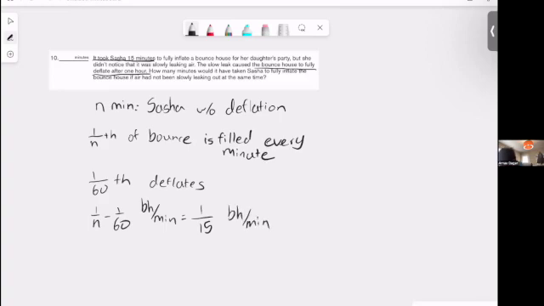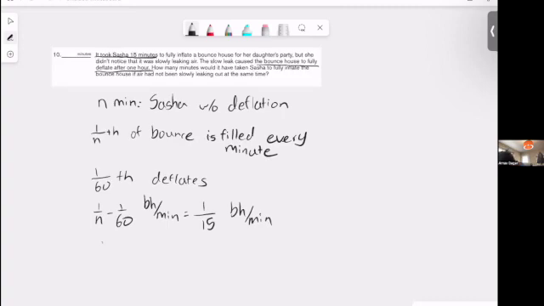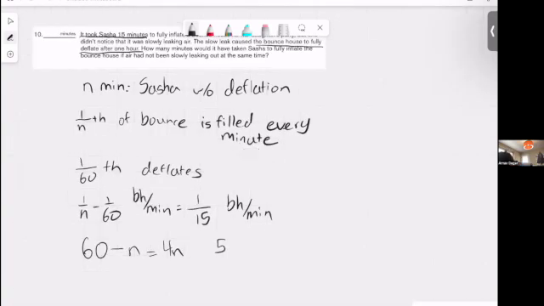Now this is a standard equation. So to solve this, we'll multiply both sides by 60 and n, because 15 is a factor of 60, so this is the best way. We get 60 minus n is equal to 4n. We get 5n is equal to 60, and n is equal to 12. Therefore, the answer is 12 minutes.